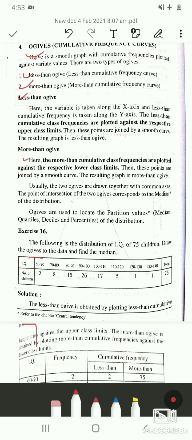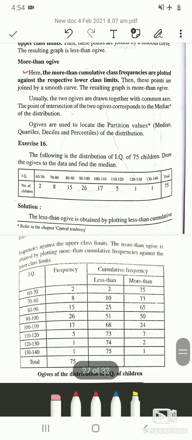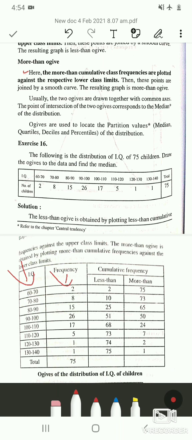Then the less than ogive is obtained by plotting less than cumulative frequencies against the upper class limit, and the more than ogive is obtained by plotting more than cumulative frequencies against the lower class limits. The first one is, write the class intervals. This is frequencies, this is cumulative frequency. First we will find out the less than cumulative frequency, which we know.